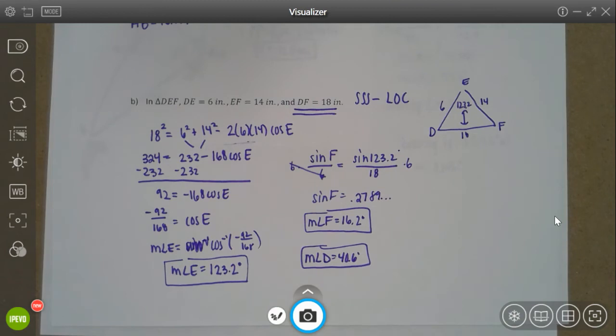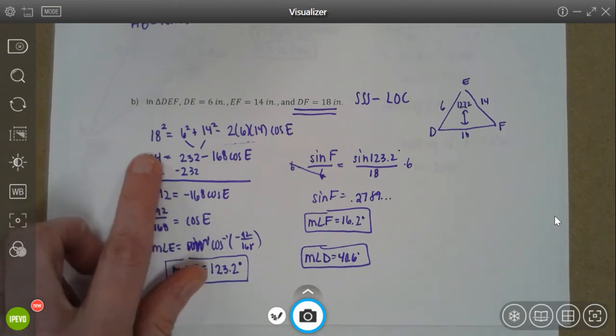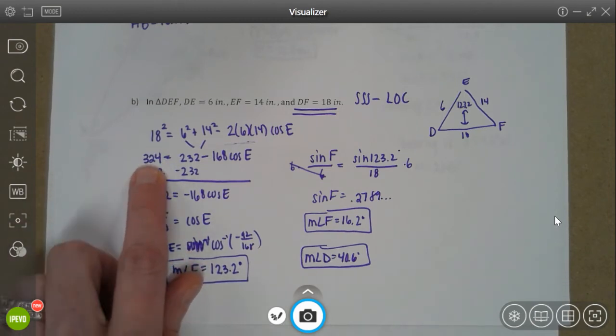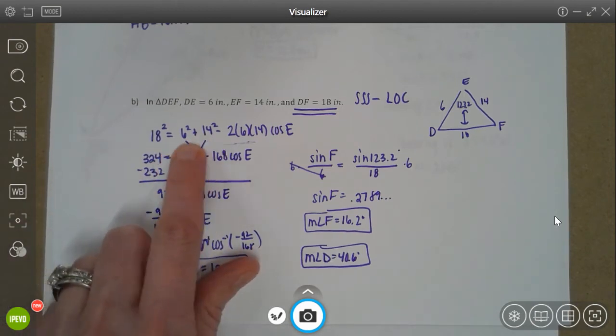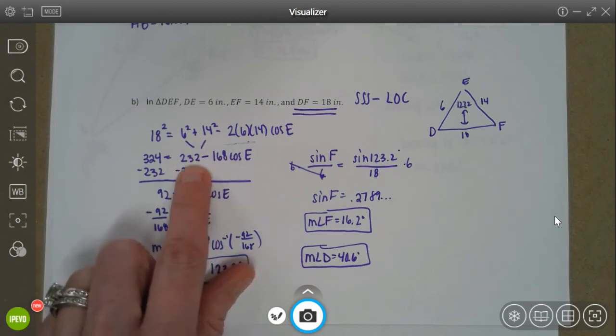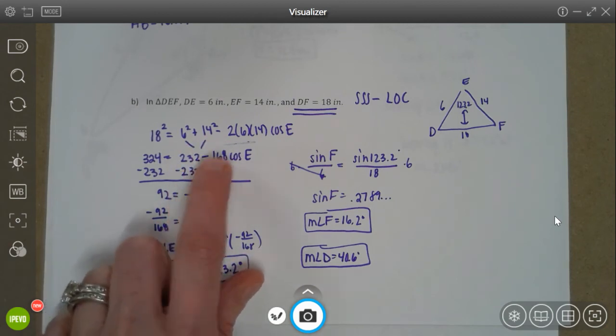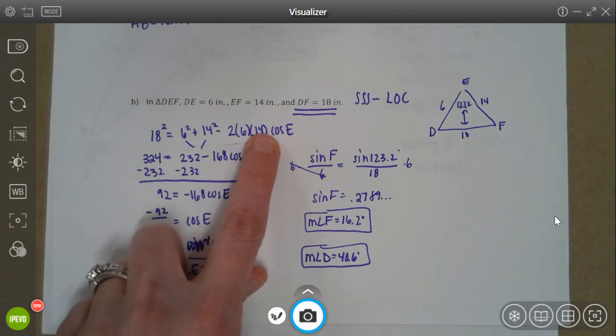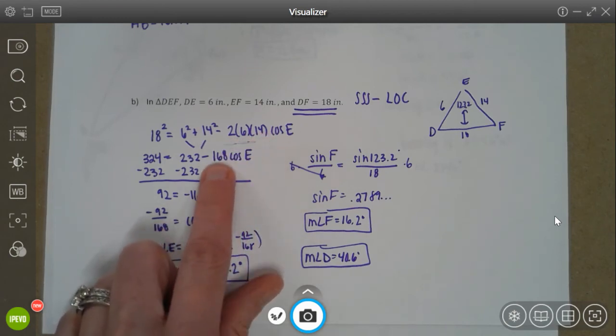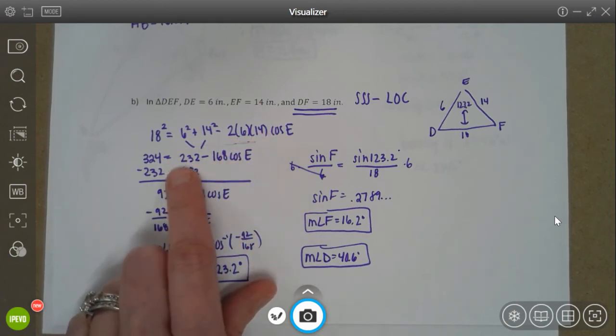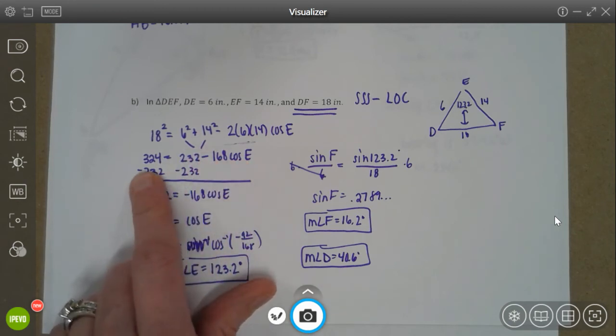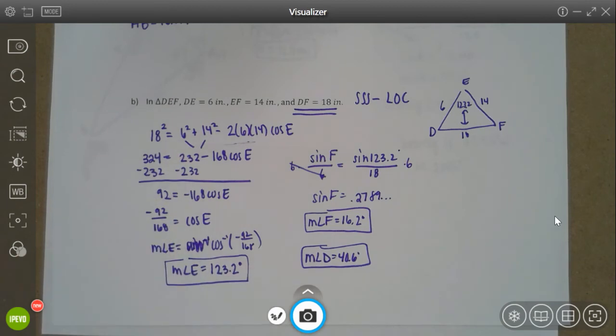Now remember, once I set up my law of cosines, I'm going to go ahead and try to clean up all those squared numbers. So I went to my calculator and found out 18 squared was 324. These are both constants, so I squared them and added them together to get 232. And then I can multiply all of these together, and I got minus 168 cosine E. These are not like terms, so I can't combine them, but I could subtract that constant over to the other side to get all my constants together. So that's what I did.